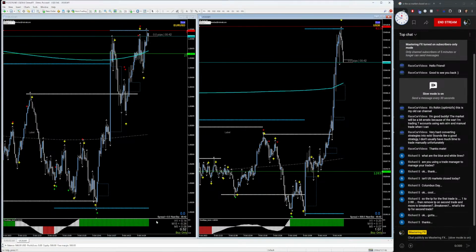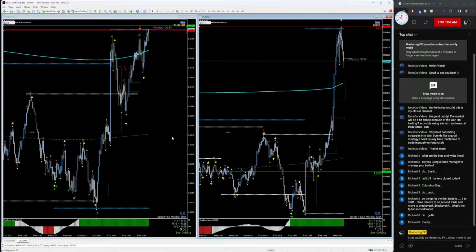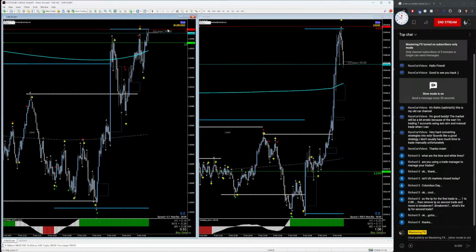So this should be caught up by now. And we're only 0.02 away from 0.5. So this could give us an entry any minute here. Adjusting the stop loss.